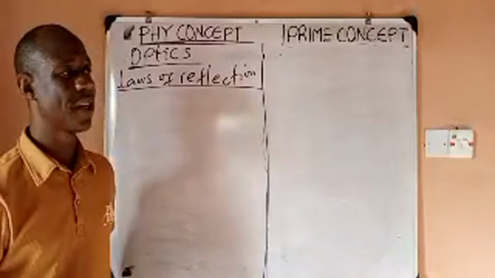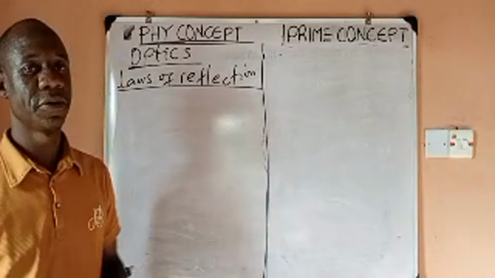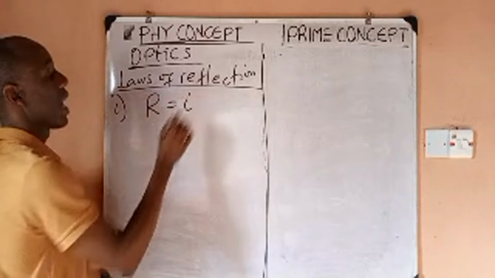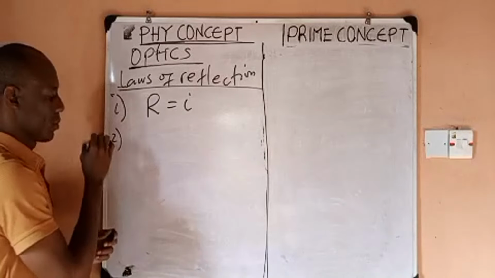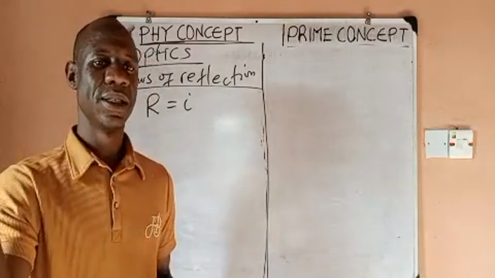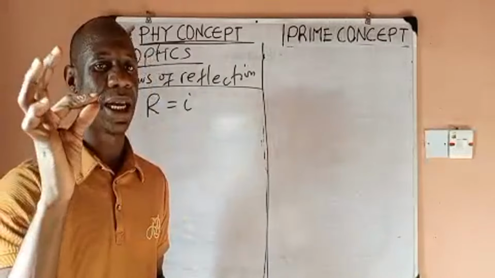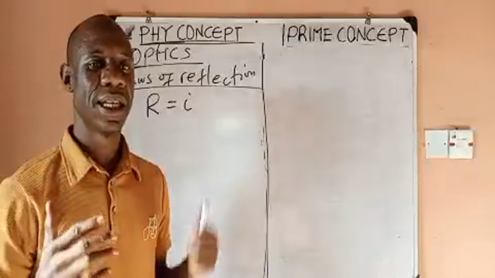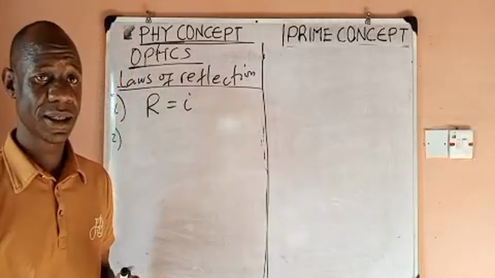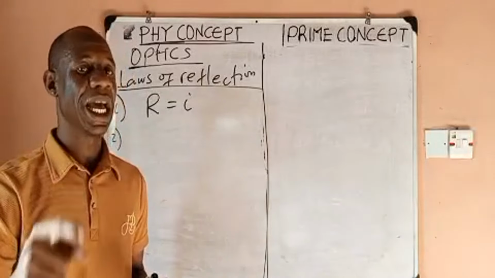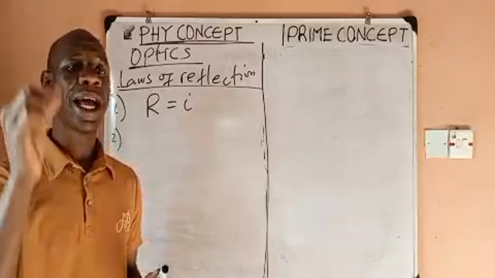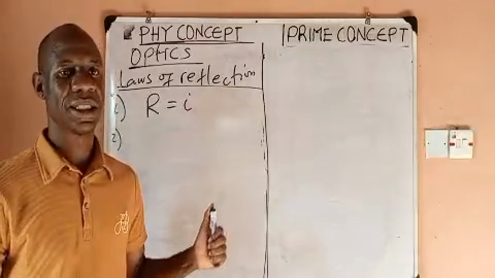So this is the first law. Remember, we're looking at laws of reflection, and we said that the first law is that R is equal to I. And the second law says the incident ray, the reflected ray, and the normal at the point of incidence lie on the same plane. That is the second law.